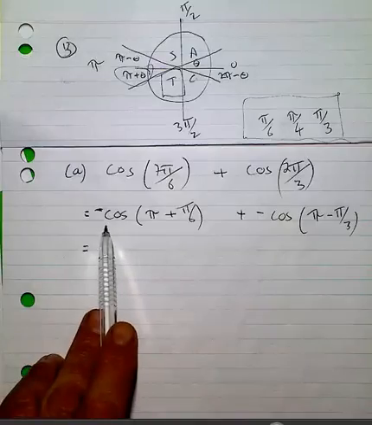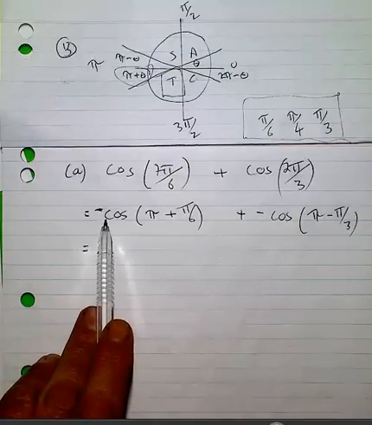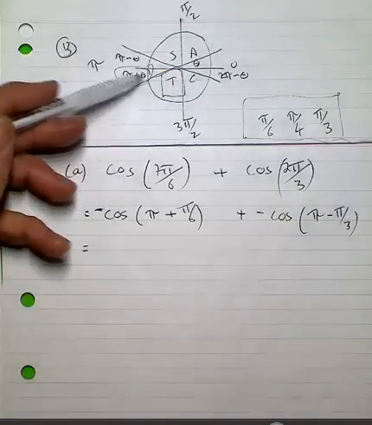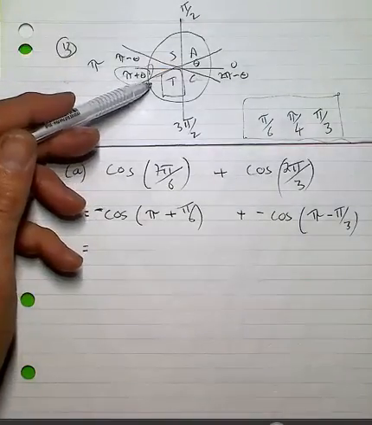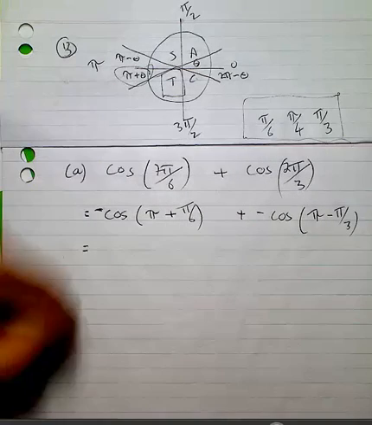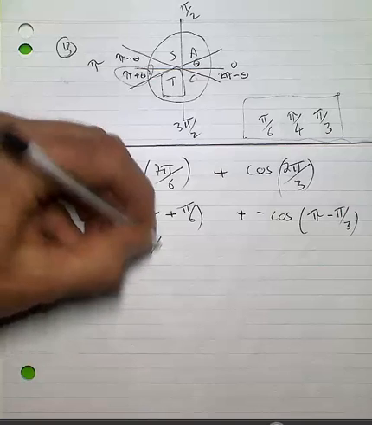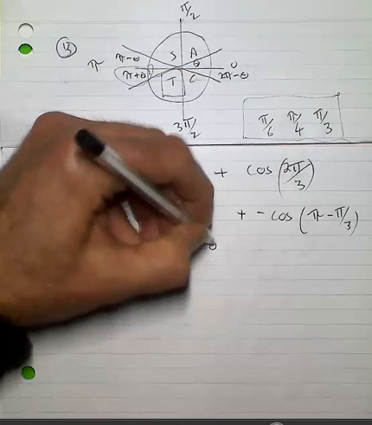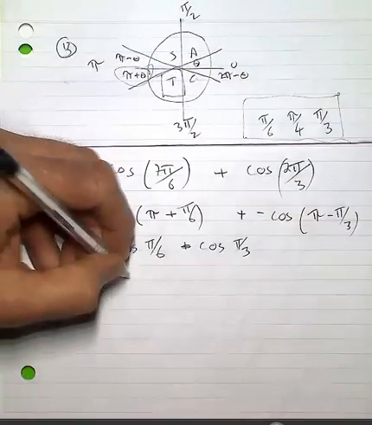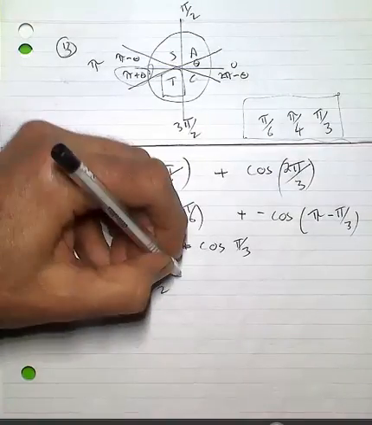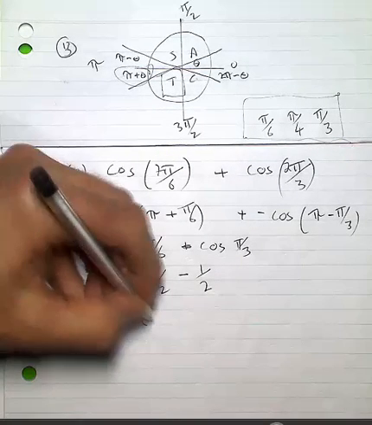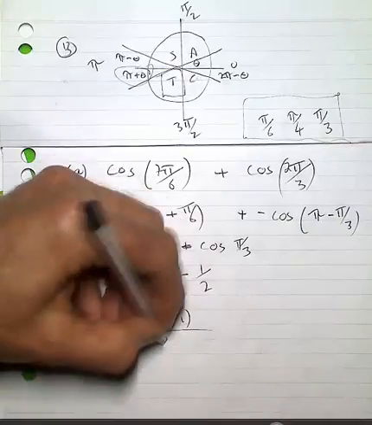We convert that using symmetry figures and identify the quadrant that it's in. In this instance, 7 pi on 6 will put me into the third quadrant, where cos is negative, so it's negative cos pi on 6 minus cos pi on 3. Now, cos pi on 6 is negative root 3 on 2 minus 1 on 2, or if I want to neaten that up just a little bit, negative root 3 plus 1 all over 2.